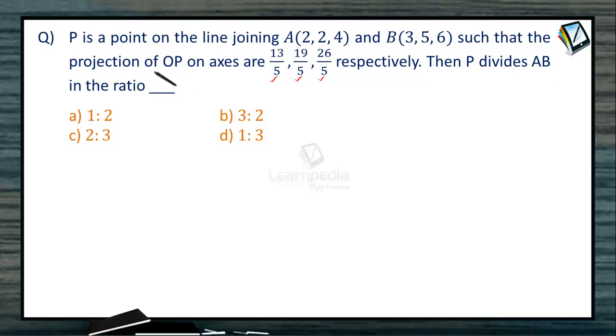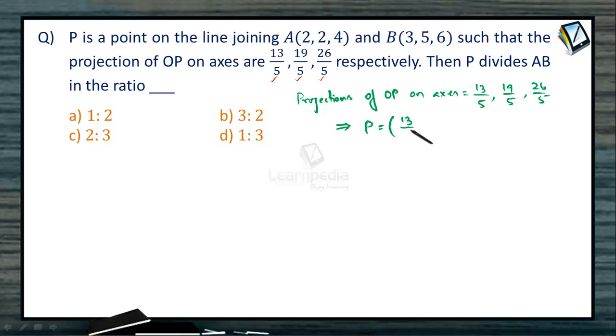Now if you remember, the projections of OP, that is the line joining the origin to a point P, are nothing but the coordinates of the point itself. As the projections of OP on the axes are given to be 13/5, 19/5 and 26/5, that means the coordinates of the point itself would be 13/5, 19/5 as the y coordinate and 26/5 as the z coordinate. Now we have identified the position of the point P.